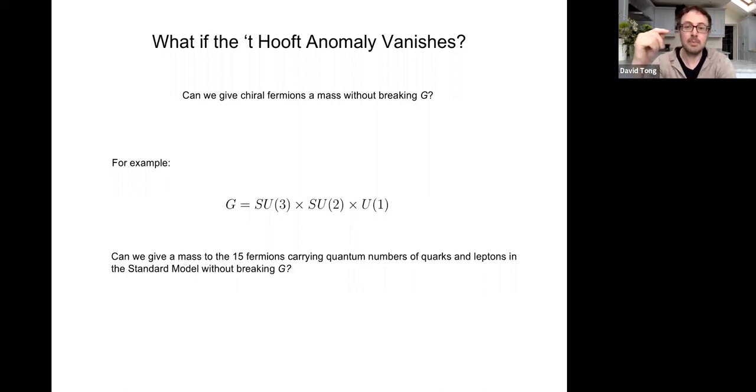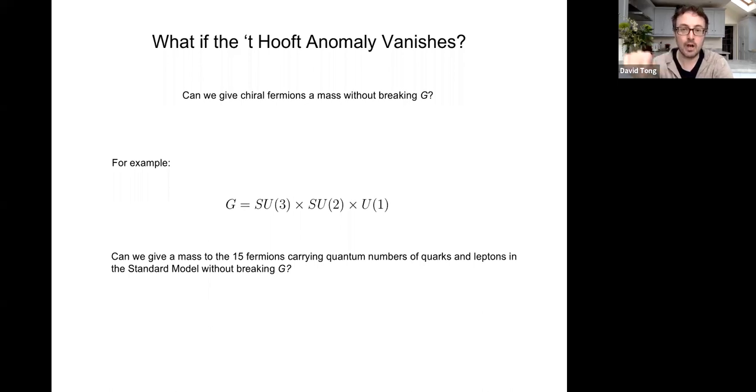So what does this mean? It means that there is an obstacle towards giving fermions a mass preserving a symmetry. But the obstacle is not necessarily chirality of the symmetry. The obstacle is the 't Hooft anomaly for the symmetry. So if you have some massless fermions and you want to give them a mass preserving a symmetry, if that symmetry has a 't Hooft anomaly, you simply cannot do it. It's very straightforward, follows from 't Hooft's analysis.